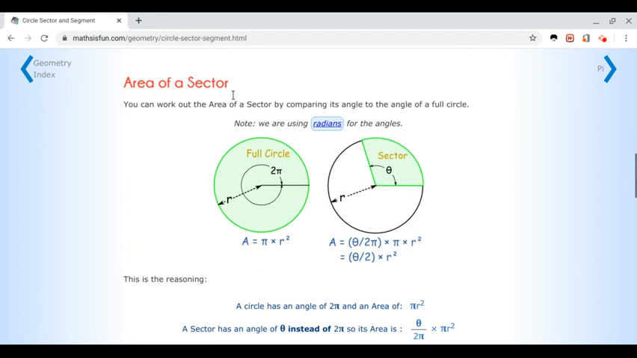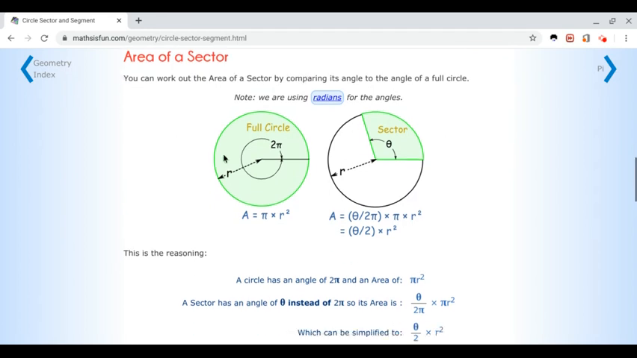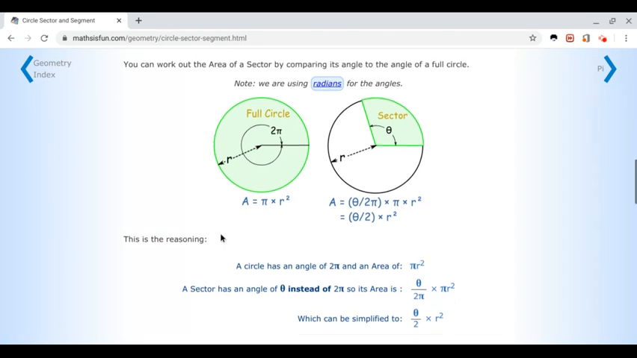And then here we are moving on to the area of a sector. You can work out the area of a sector by comparing its angle to the angle of a full circle. So here we have a full circle around. We're now going to be using radians. It's noted here, we're using radians for the angles, and a full trip around would be 2 pi. Now here the radius is the same, so when we're talking about the area, we just discovered on the other activity that it was pi r squared.